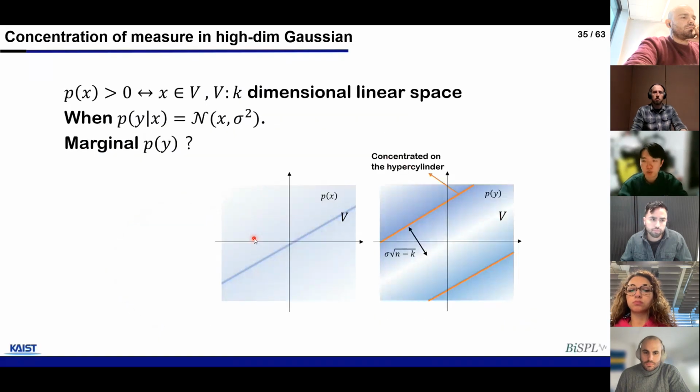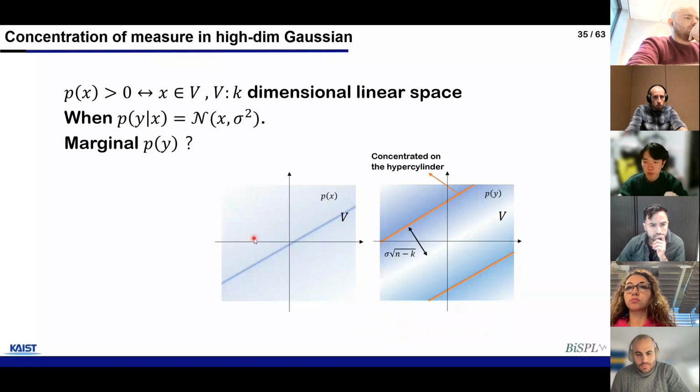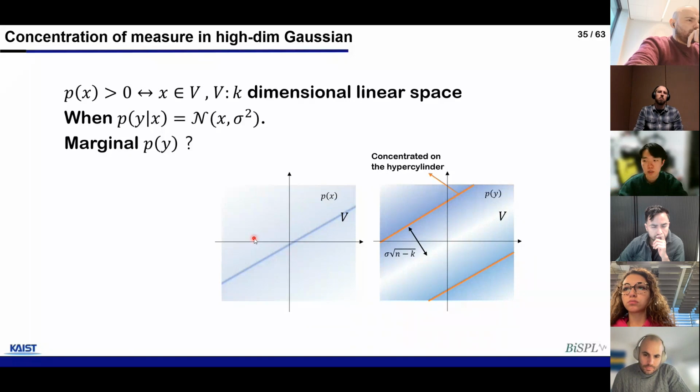So this is related to what I was talking about before. Let's say you have a linear space of X, and you add some Gaussian noise to that random variable X. Because this is a convolution, we can show that the marginal distribution P of Y is such that the measure concentrates on a hypercylinder that is distant from the center of P_X. So this is the intuitive reason why noisy images with fixed variance have similar looking structure.